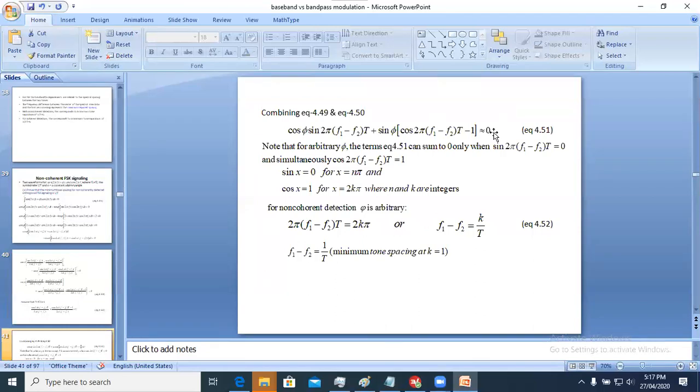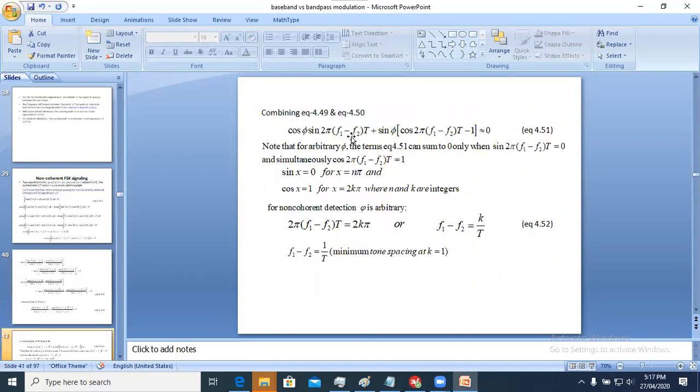To make this relationship 0, we have to see that this part would be equal to 0 and this part would be equal to 1. This part would be equal to 1 when x is equal to 2k pi, when it is a multiple of 2 pi, or it is a multiple of pi.